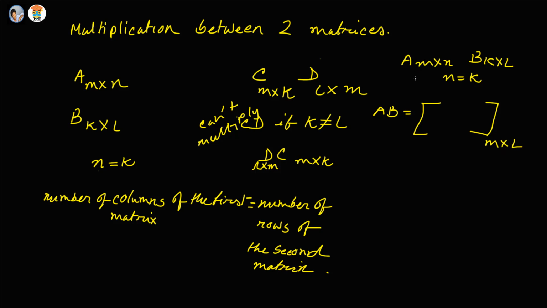What does it mean? It means that the result matrix, if multiplication is possible, will have m number of rows, that means number of rows of first matrix, and l number of columns, that means number of columns of second matrix. And if multiplication is not possible, then we can't multiply. Now let me make some space and do some examples.